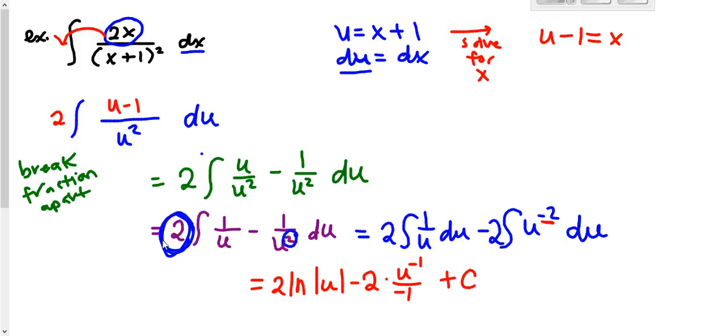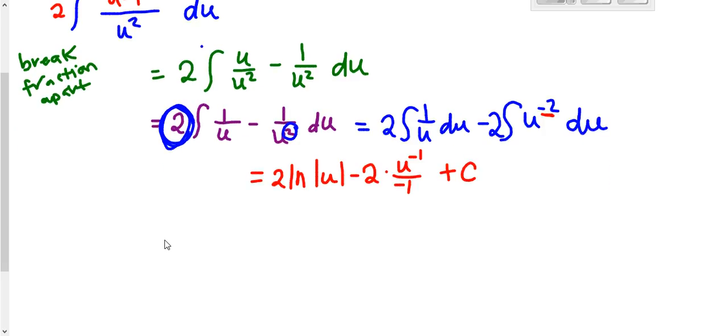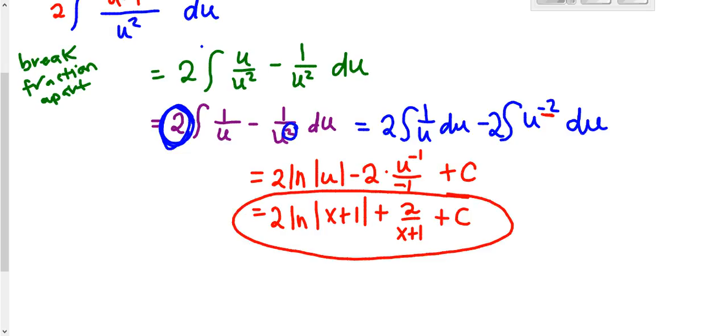And then we just simplify and put the x's back in. So here we would end up with 2 times the ln of the absolute value of u, and in the beginning, we set u equal to x plus 1. Minus, we have 2, u to the negative 1 would go on the bottom, and the negative 1 would change this to a positive. And then we're also changing the u's to x's. So down here, instead of u, I'm going to write x plus 1. And then we have plus c at the back. So that is our final answer.